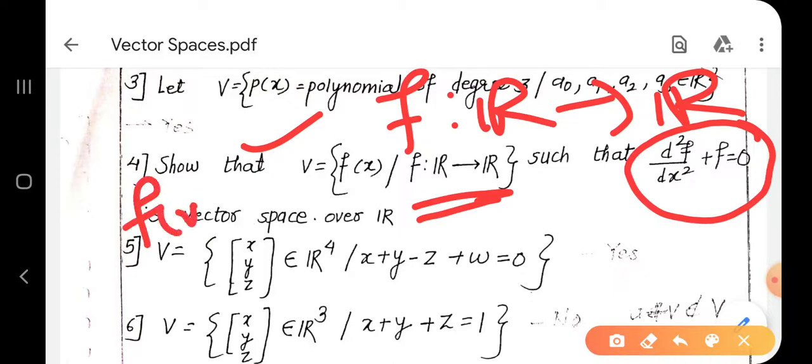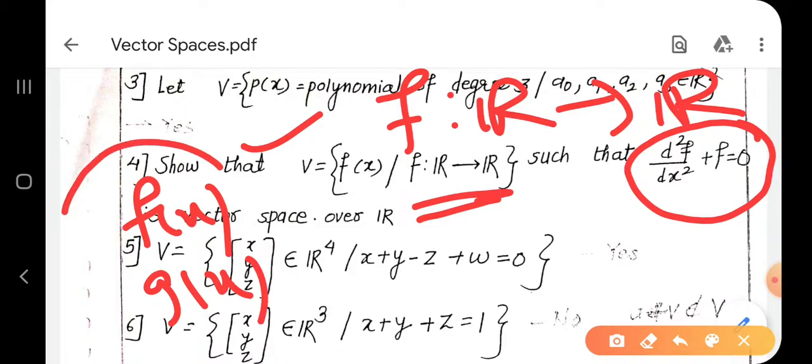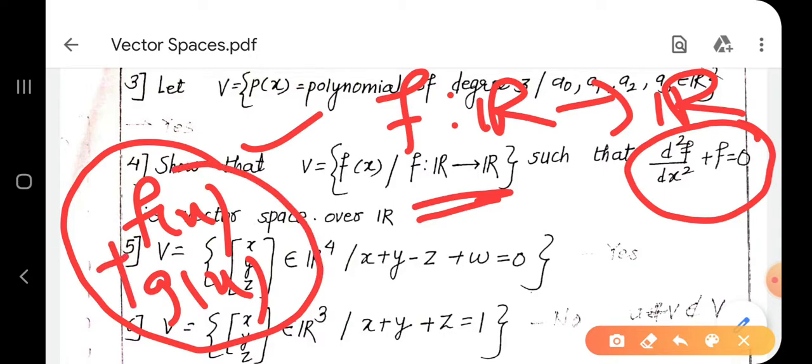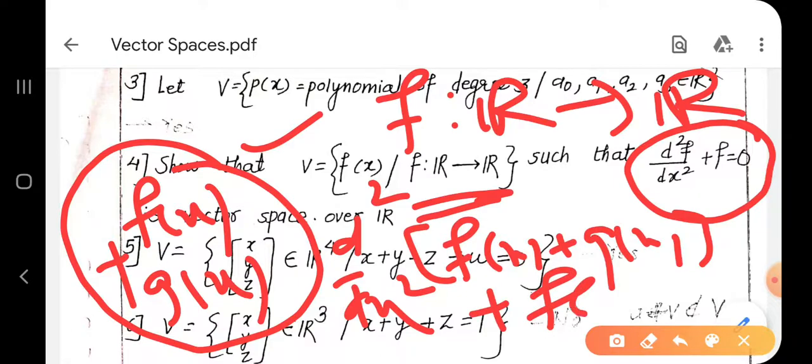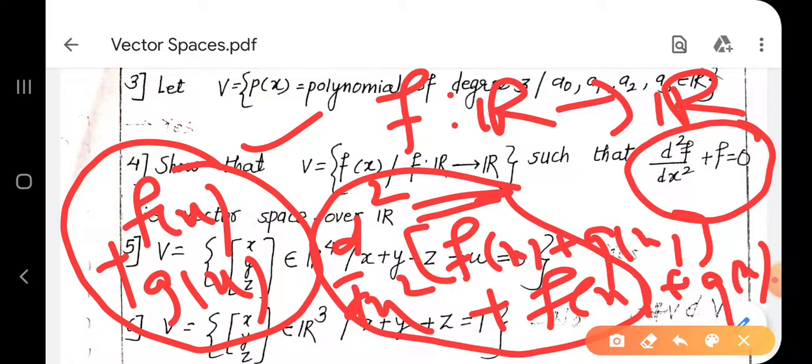Here f of x is one vector, you may take. Then g of x is another vector, you may check. Then f of x plus g of x belongs to V if it satisfies this condition. What is that? d square by dx square operating on f of x plus g of x, plus f of x plus g of x must be 0. So here we can take d square by dx square f of x plus f of x, first term in one bracket, and second term in another bracket, it goes to 0. So it satisfies that condition.